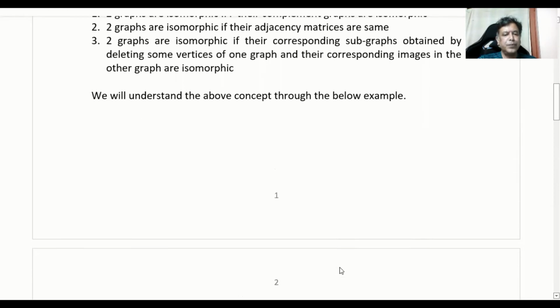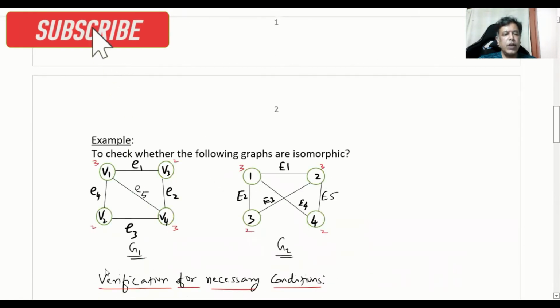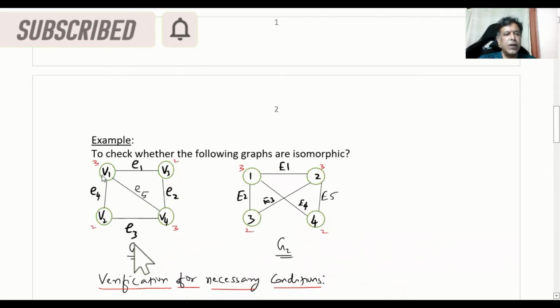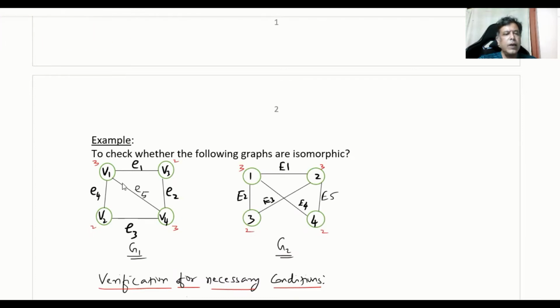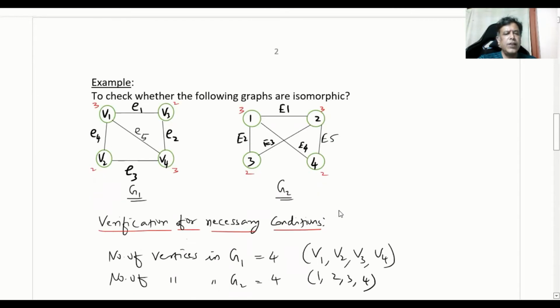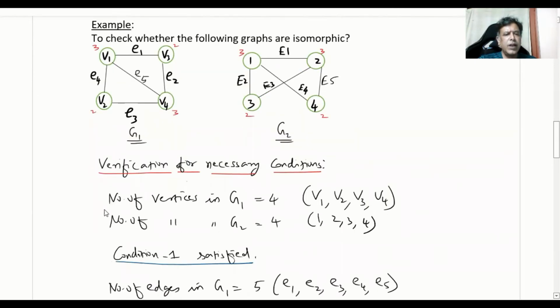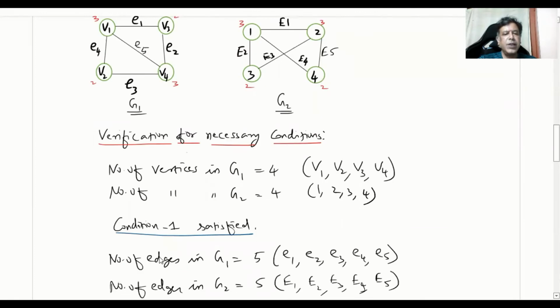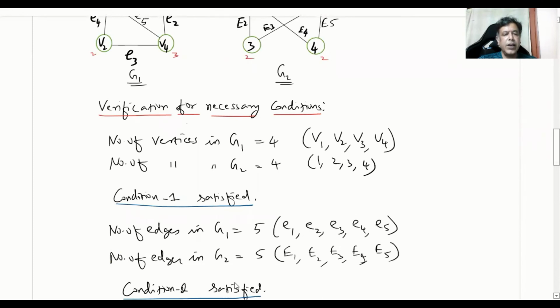This is the example. There are two graphs, G1 and G2. This graph has vertices V1, V2, V3, V4. Here it has vertices 1, 2, 3, 4 and edges E1, E2, E3, E4, E5. Here also E1, E2, E3, E4 and E5. Now, the first two conditions are verified already, because the number of vertices in G1 is 4 and the number of vertices in G2 is also 4. So condition 1 is satisfied. The number of edges in G1 is 5, and the number of edges in G2 is also 5. So the second condition is also satisfied.